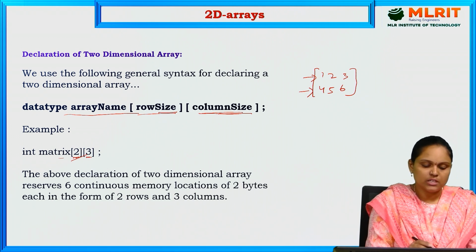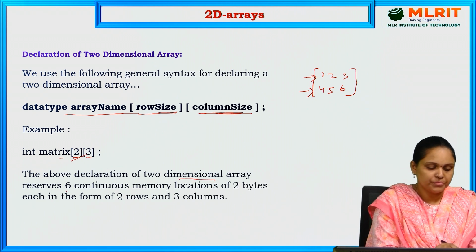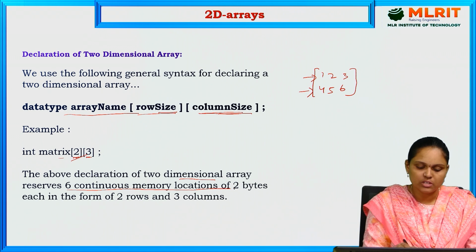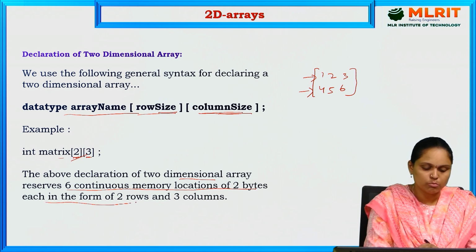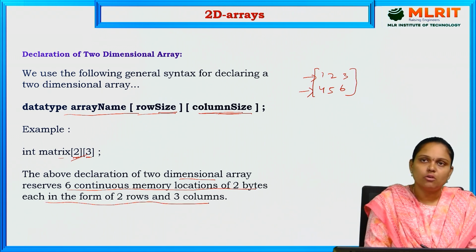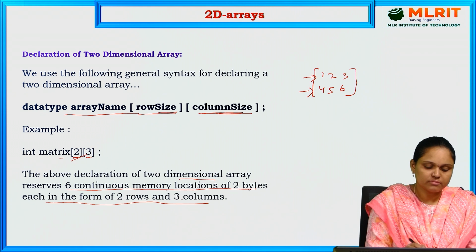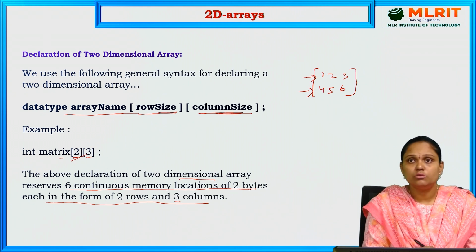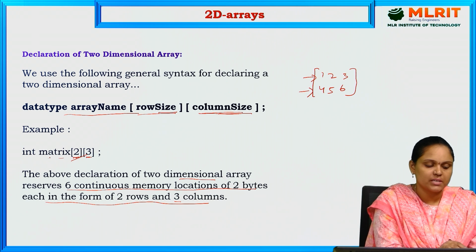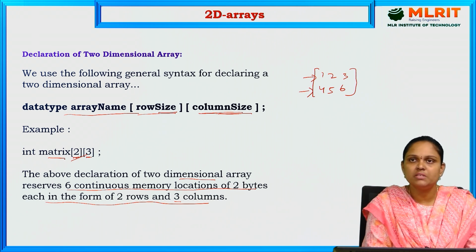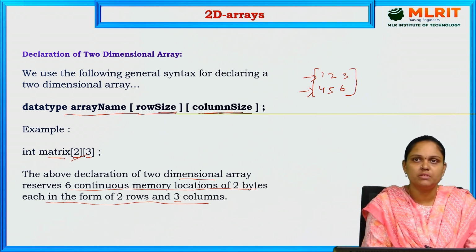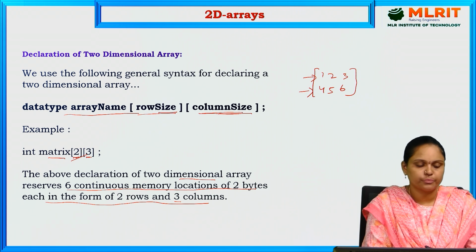The above declaration is of a two-dimensional array. It is of 6 contiguous memory locations of 2 bytes each, in the form of 2 rows and 3 columns. We have 2 rows and 3 columns, so the maximum number of elements we can store in this matrix array is 6. The first 3 elements belong to the first row and the second 3 elements belong to the second row.